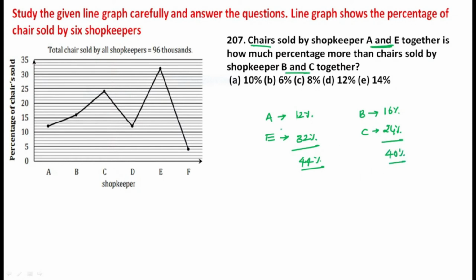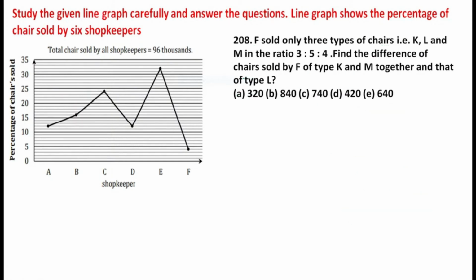Now here the question: the value of AE together is how much percentage more than the value of BC together? Definitely it is exactly 4 percentage more, out of BC together. BC together is 40, into 100. Now it is exactly 10, so 10 becomes 100, which is exactly equal to 10%. That is the option. Go for the next question.